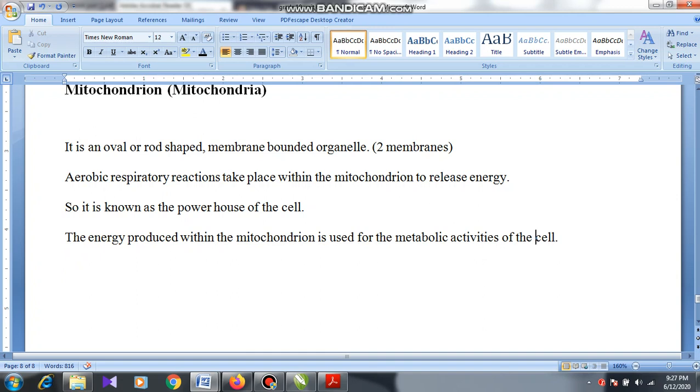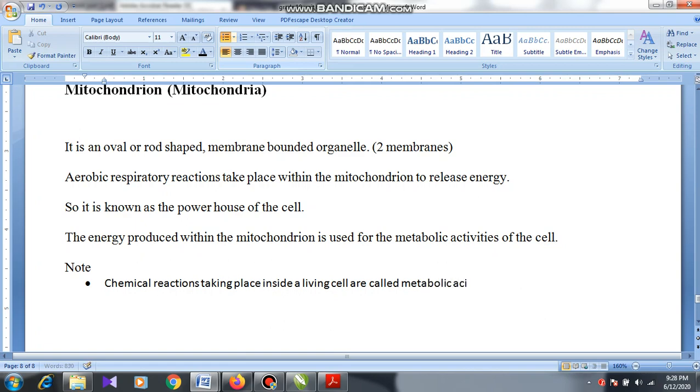Inside the cell, there are many chemical reactions going on. Those chemical reactions are called metabolic activities. So I am giving you two note points. One note point: chemical reactions taking place inside a living cell are called metabolic activities. That is one point you want to know.